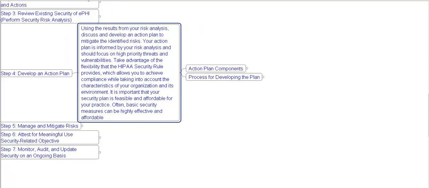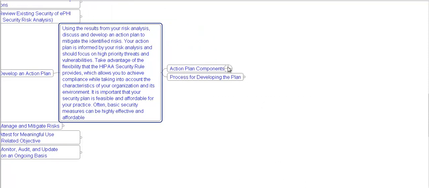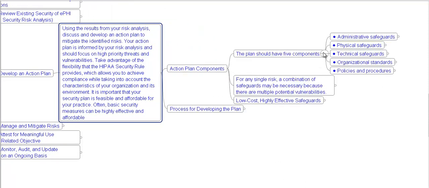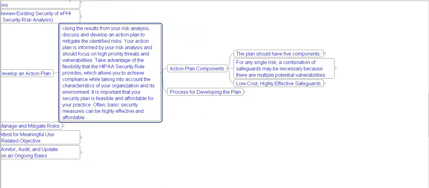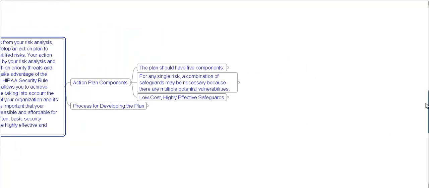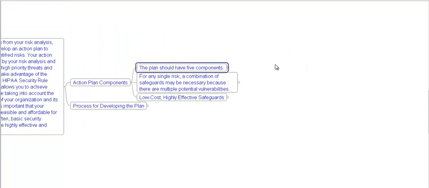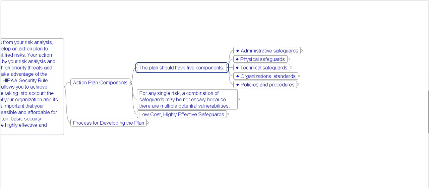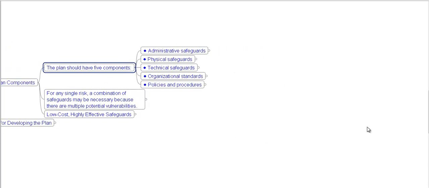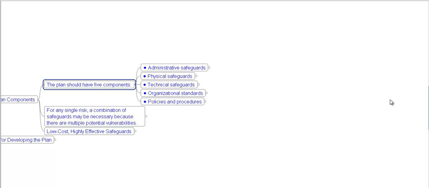Action plan components. The plan should have 5 components: administrative safeguards, physical safeguards, technical safeguards, organizational safeguards, and policies and procedures. We'll see the first safeguard, administrative safeguards.